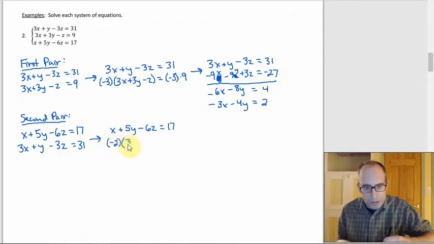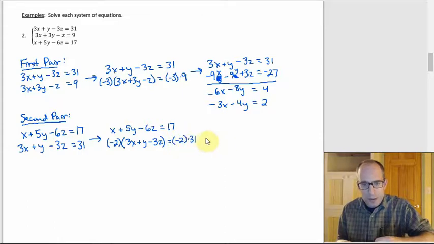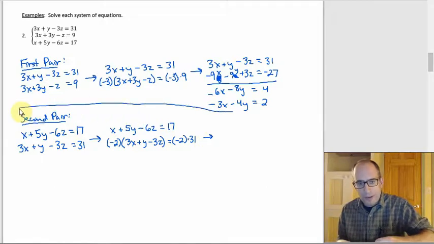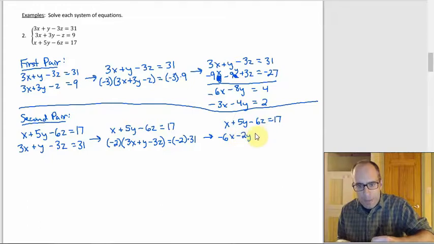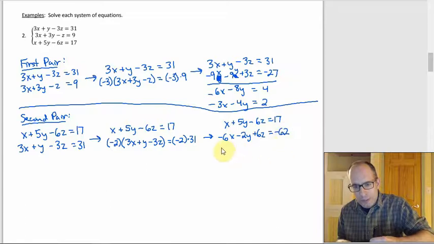So -2 times 3x plus y minus 3z equals -2 times 31. All right, so we've got, I guess I should section this off here because these are going to end up close together on the page. So x plus 5y minus 6z equals 17. And then for the one underneath, that'll be minus 6x minus 2y plus 6z equals negative 62.